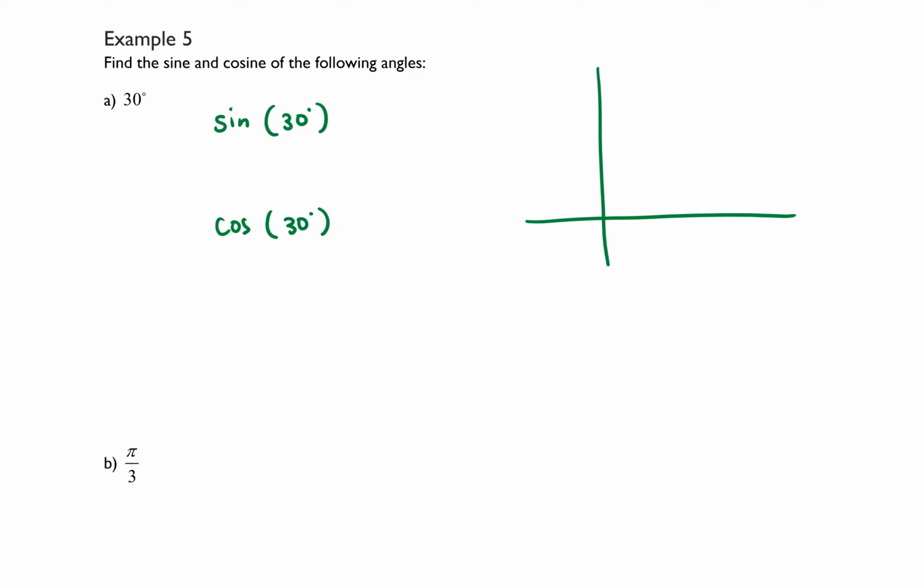Example 5 says find the sine and cosine of the following angles. So the first angle we're looking at is 30 degrees. So we want to find sine of 30 degrees and cosine of 30 degrees. And it's always helpful for me personally to draw this out on the unit circle. So here's my y-axis, here's my x-axis, here's that portion of the unit circle, and we have our special right triangle here. We know that this is 30 degrees. We know that this is 60 degrees.